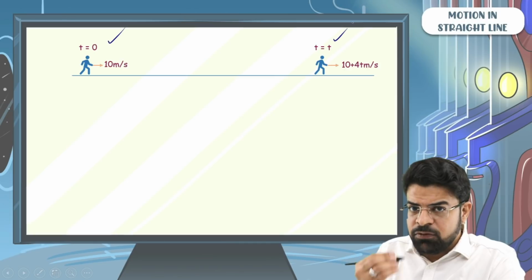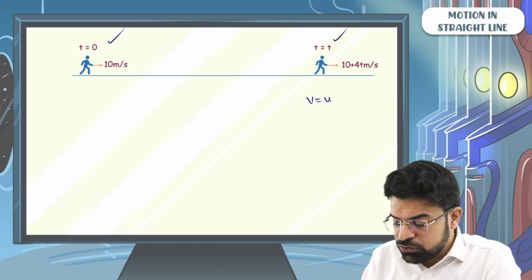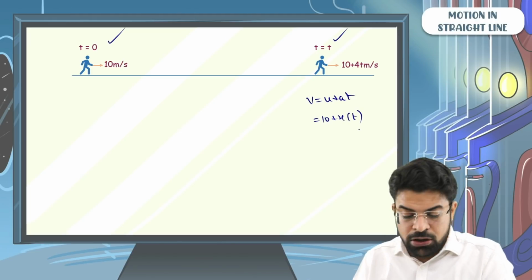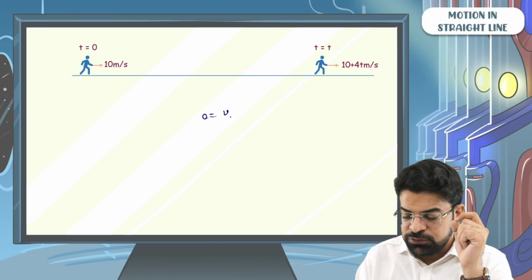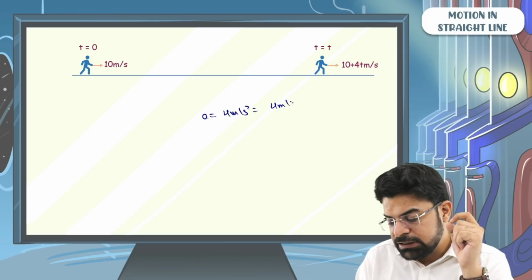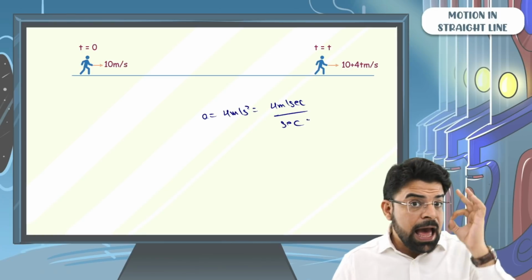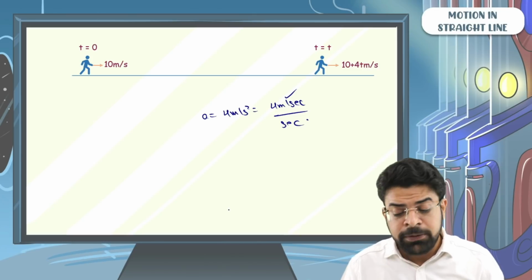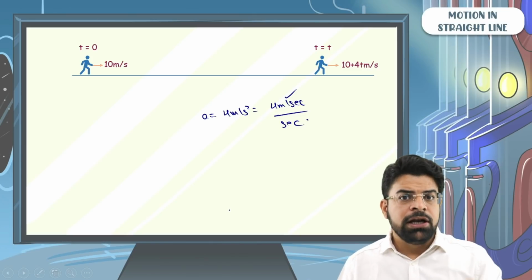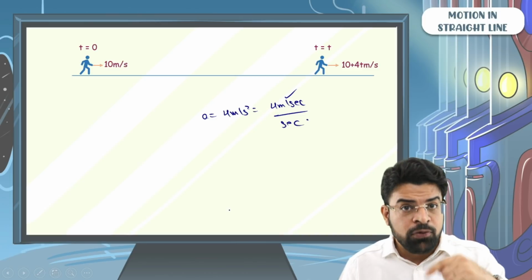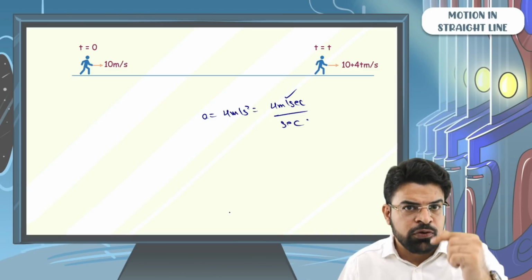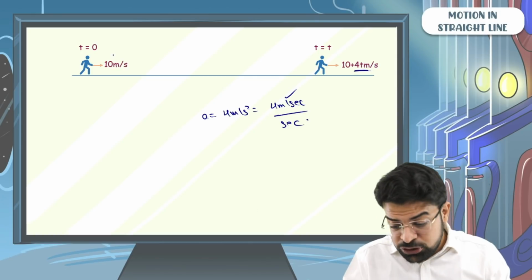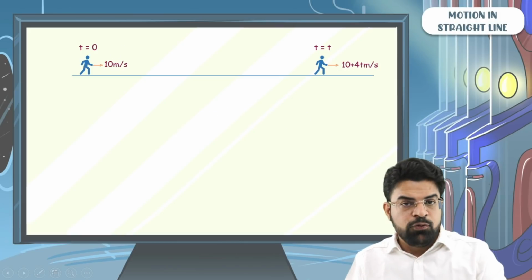If you are not getting it, why it is 10 plus 4t, think of v equals u plus at. Right? Initial velocity 10, acceleration 4 into t. Or, you can think that as the acceleration is 4 meter per second square, that is 4 meter per second per second, every single second the velocity increases in the direction of acceleration by 4 meter per second. So in 1 second increases by 4, in 2 seconds increases by 8, in 3 seconds increases by 4 into 3, that is 12, in 4 seconds increases by 4 into 4, that is 16. So in t seconds increases by 4t. It was already 10, so the velocity has to be 10 plus 4t.